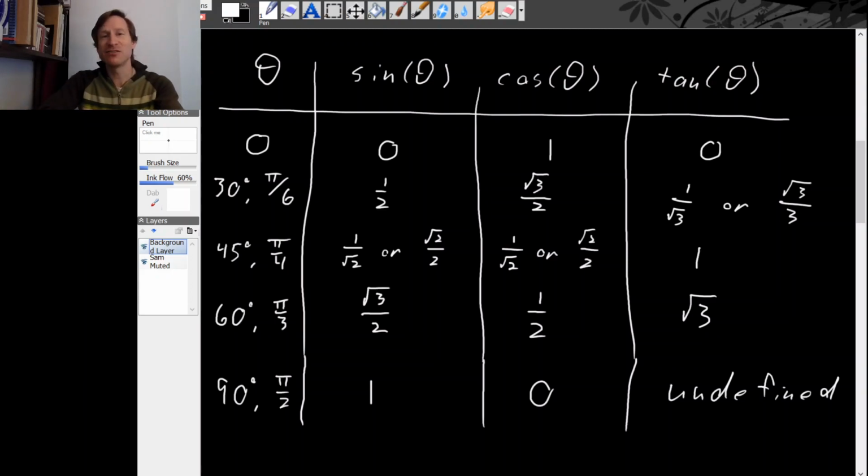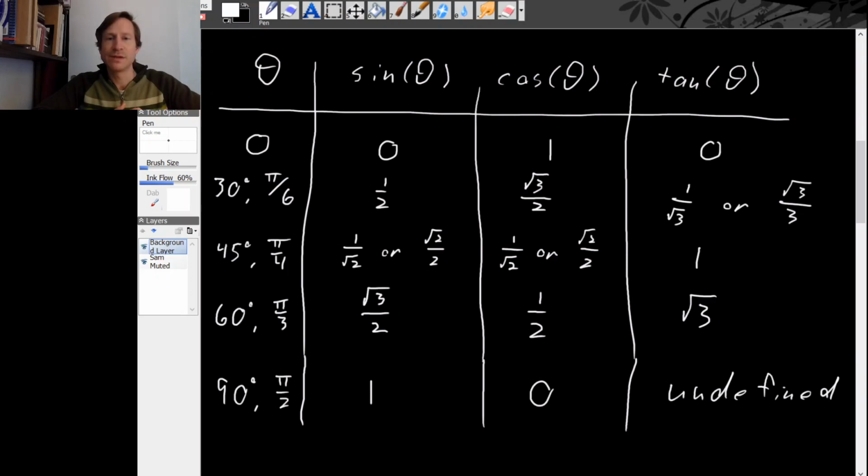There are some common angles that show up again and again in examples, and it turns out we can actually exactly calculate the trigonometric ratios for those angles. The short version of this is this table here. Down the left-hand side are the common angles: 0, pi over 6, pi over 4, pi over 3, and pi over 2, along with their degree equivalents.